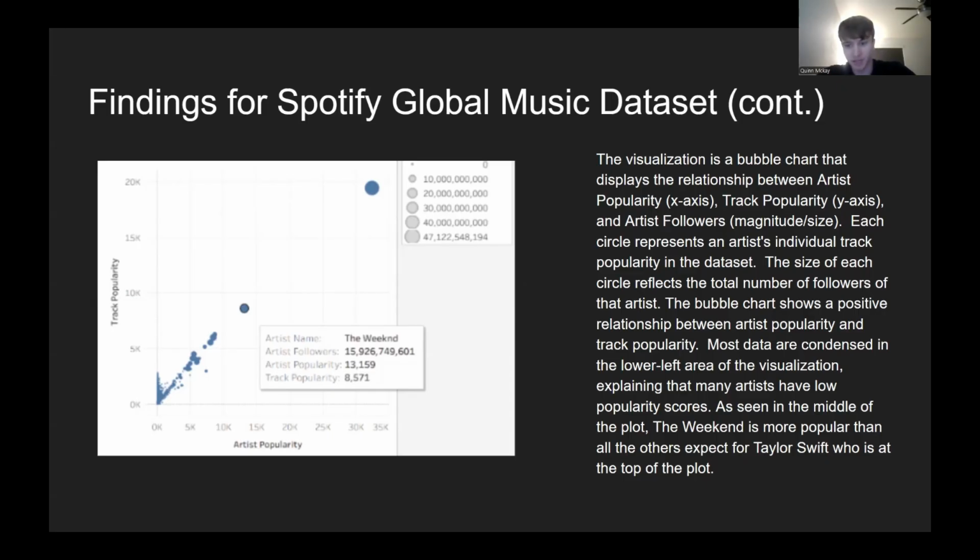The bubble chart shows a positive relationship between artist popularity and track popularity. Most of the data is condensed in the lower left area of the visualization, which shows that many artists have low popularity scores. But when you look in the middle of this chart, you see The Weeknd is more popular than the lower left corner of the chart. And then in the top right is Taylor Swift, who has the most popularity in track popularity.